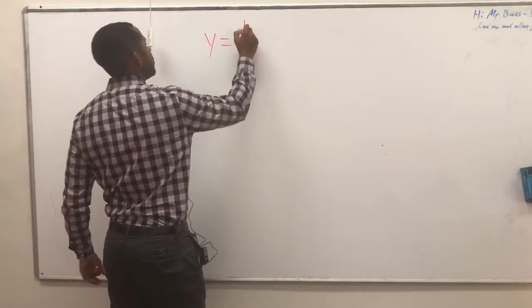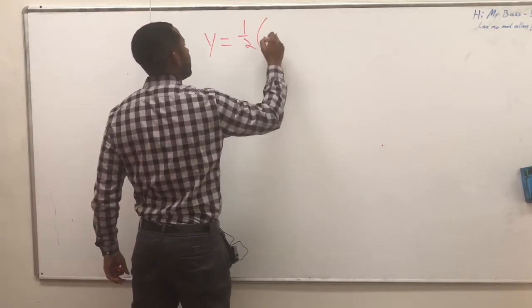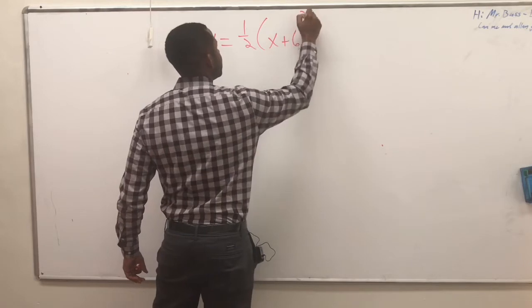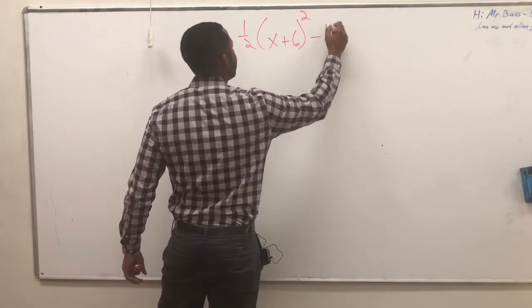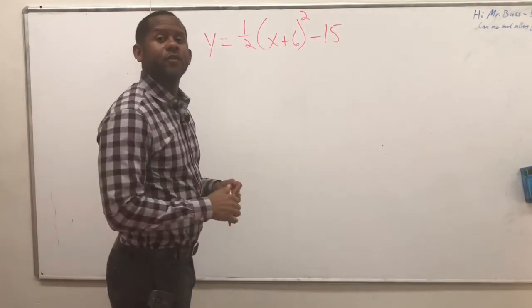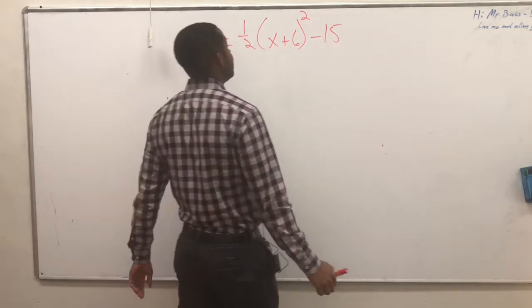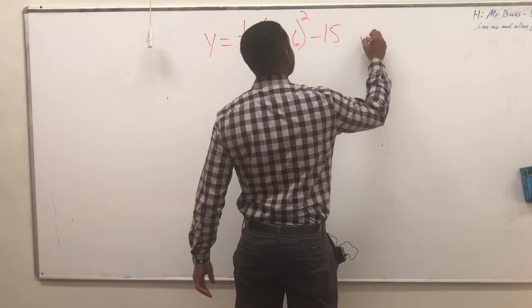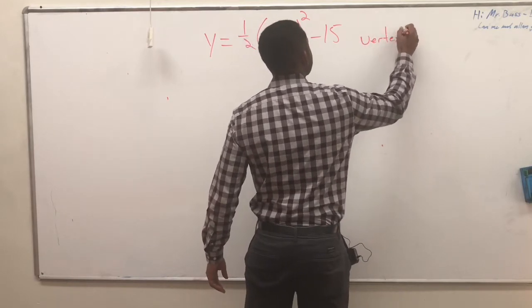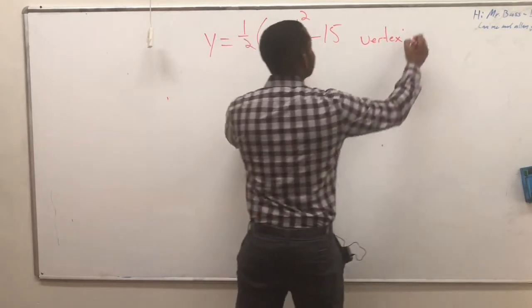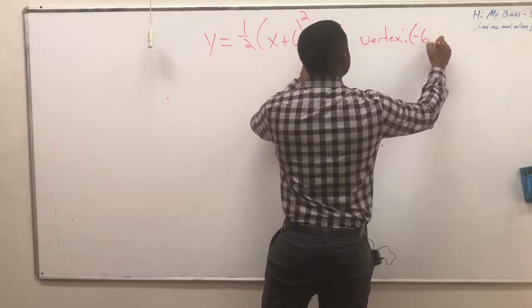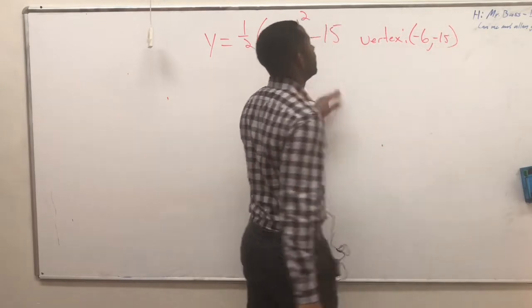Equation in vertex form: 1/2 (x plus 6) squared minus 15. Write down what you think the vertex of this is going to be. Hopefully you just did it before me, and you're looking at this and saying, okay, the vertex of this thing should be, it's not going to be 6, it's going to be -6, -15, right?